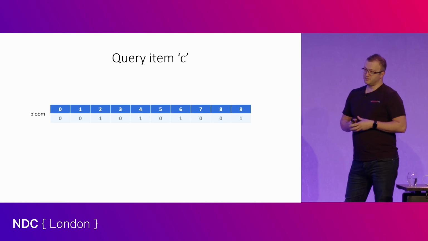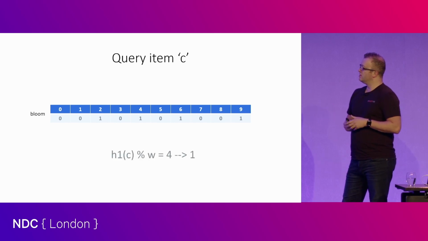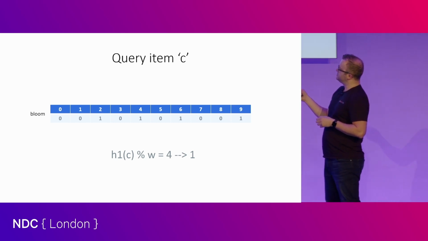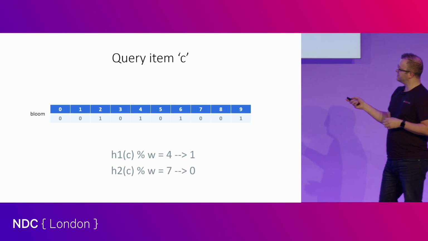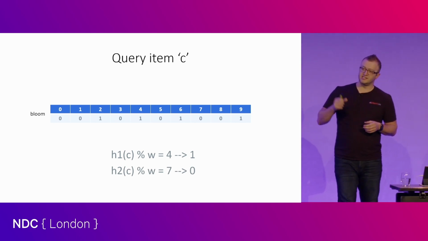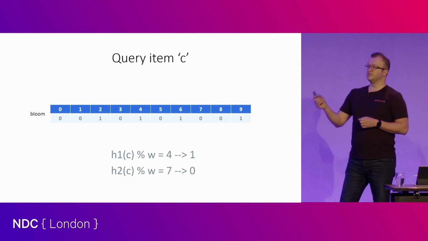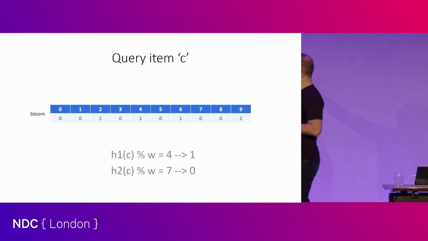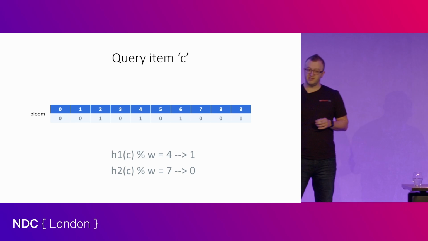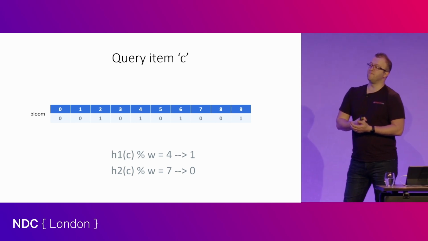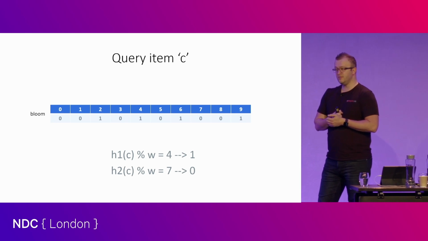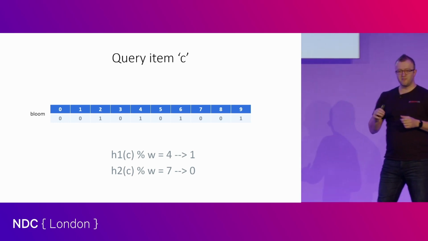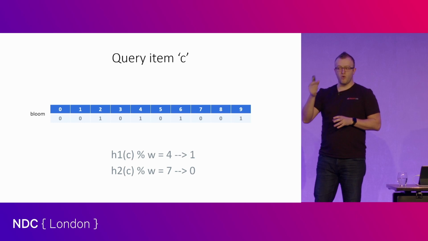So to query item C, to say, have we ever seen this thing before, we simply do the same, but look up the bits. So we hash it with hash function 1, which gives us index 4, which is set. And then we hash it with hash function 2, which gives us 7. And we can see the bit at index 7 is not set. So we can now say we have never seen this item before. Because if we had seen this item before, we would have done this process, and the bit at 7 would be set. So we can say definitively, 100%, we have never seen this item before. So this is how a Bloom filter works in principle, with a short, simple example. But they do have one drawback.